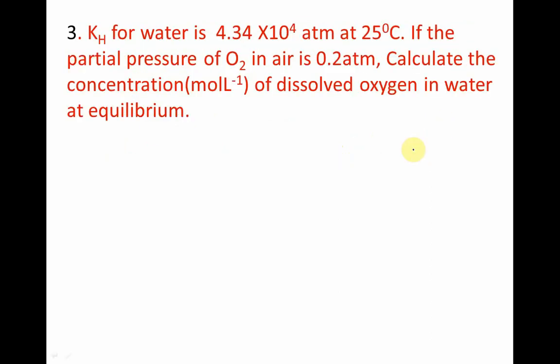Okay, students, the question is Henry's constant for water, they have given in terms of atmosphere. If the partial pressure of oxygen in the air is also given, 0.2 atmosphere, what is the concentration, that is number of moles per liter, of oxygen dissolved in water at equilibrium? I need to calculate the number of moles of oxygen which is dissolved in 1 liter of water at equilibrium. Okay, to solve this problem we have an equation.